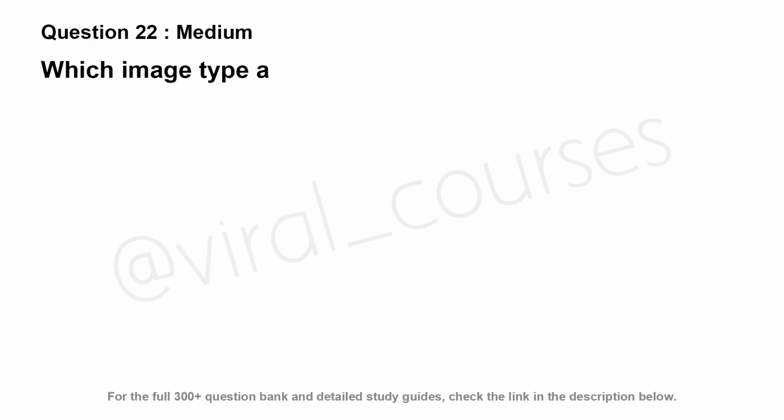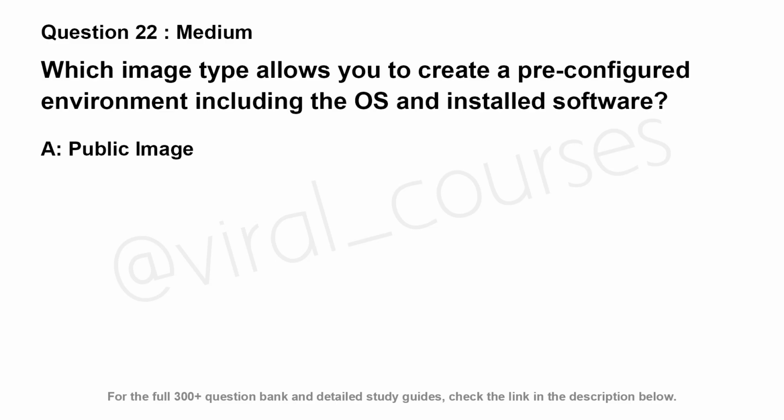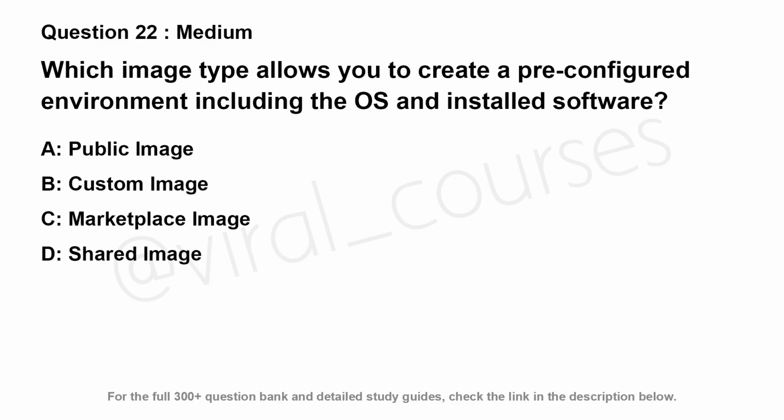Which image type allows you to create a pre-configured environment including the OS and installed software? Option A, public image. Option B, custom image. Option C, marketplace image. Option D, shared image.